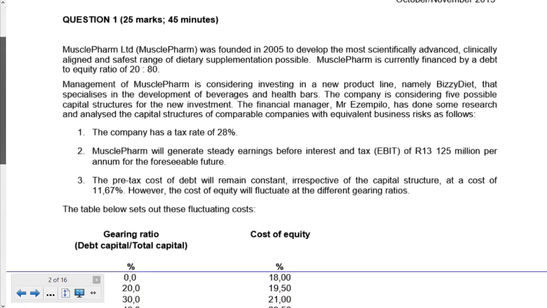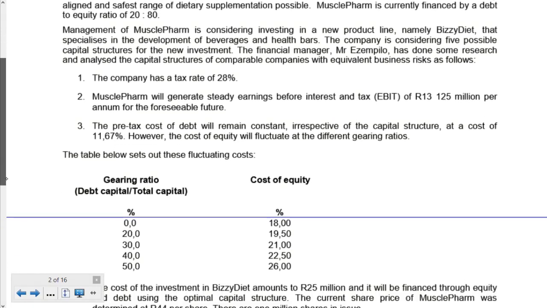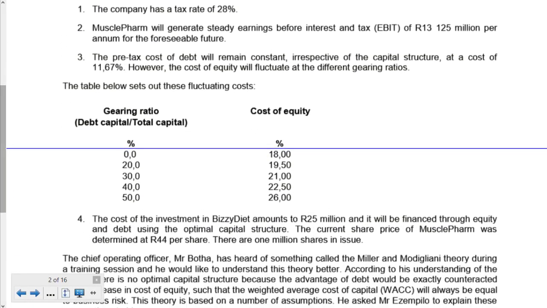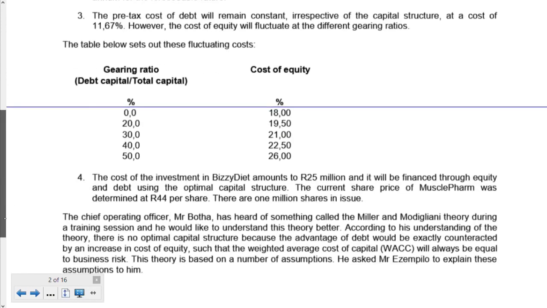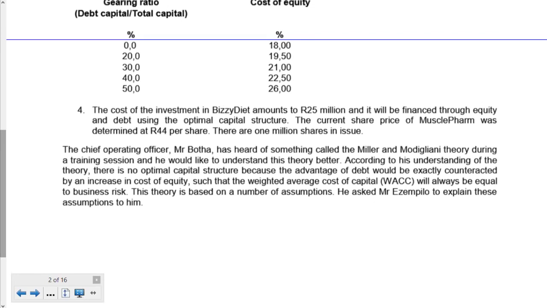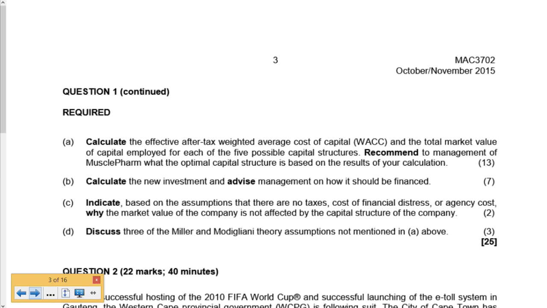If we look, it tells us about a company. Then this company, they give us different debt to equity and different costs of capital. They tell us about the CFO. He'd heard something about Modigliani and Miller, and he has the required. So 4 requireds. Required number 1, calculate the effective after-tax WACC and the total market value of capital employed for each of the possible capital scenarios. Recommend to management what the optimal structure is in terms of your calculation.